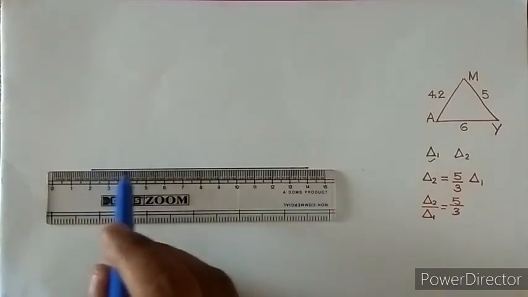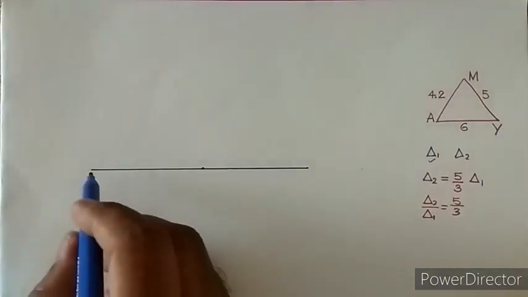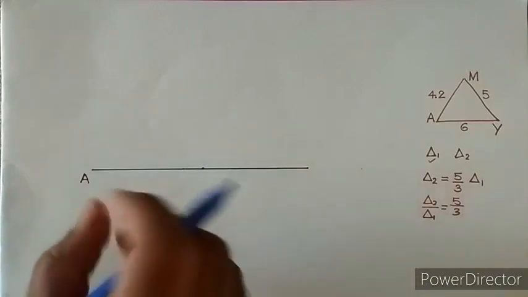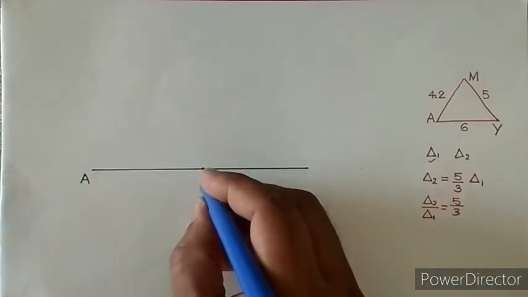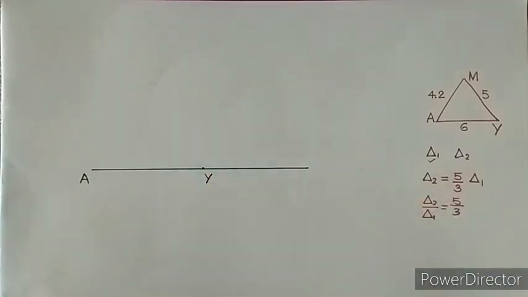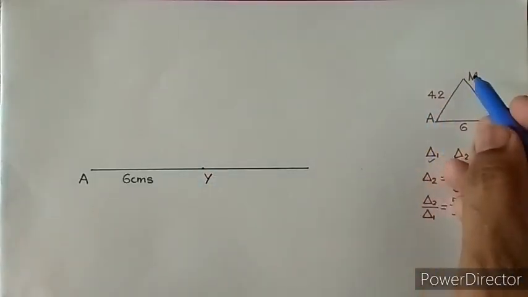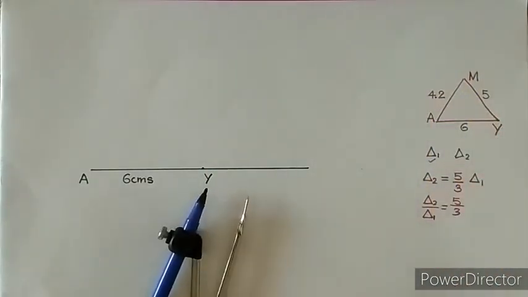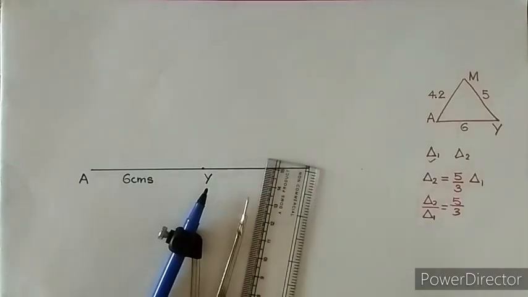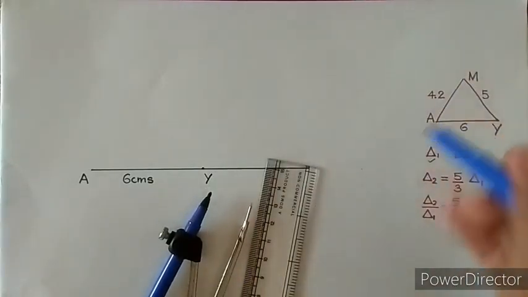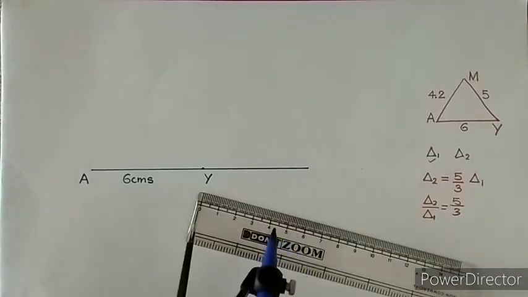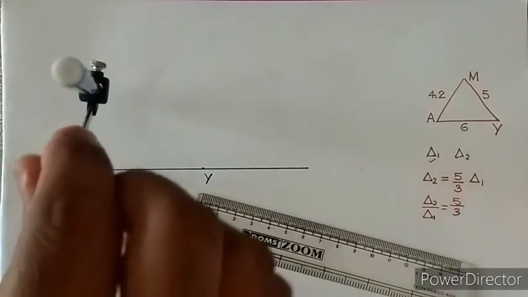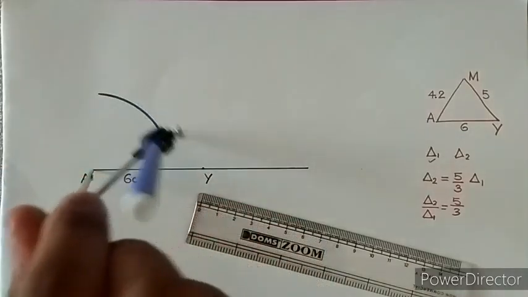Now let's draw the first triangle. Let's draw the side AY. So here we have taken a line. This is A, and this is 6 centimeters. So this will be your Y. Now AM is 4.2 centimeters. With the help of a compass and the scale, we will take 4.2 centimeters, and keeping the compass at A, we'll draw an arc of length 4.2 centimeters.